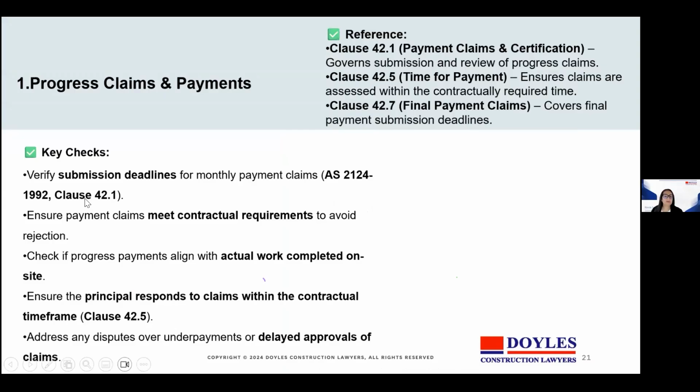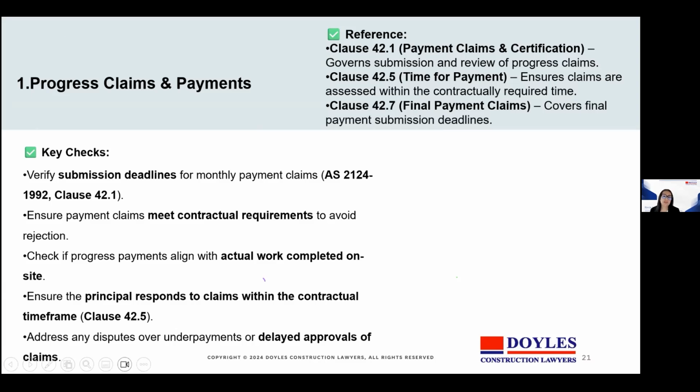Number 1, check timing and contract valuation. Payment disputes usually arise because claims don't strictly comply with the contract. So it's really important to verify submission deadlines for monthly payment claims, and ensure payment claims meet contractual requirements to avoid rejection. You've got to check progress payments are aligned with actual work completed on site, and address any disputes over underpayments or delayed approval of claims.